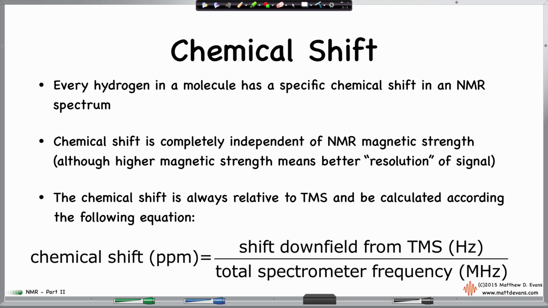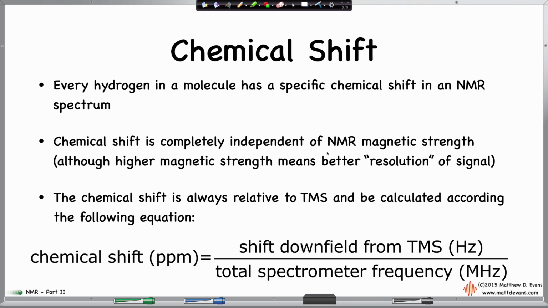Starting with chemical shift, every hydrogen in a molecule is going to have a specific chemical shift associated with it, and depending on what sort of local magnetic environment that hydrogen is in is going to give rise to a different chemical shift, and that's the usefulness of NMR. And all these functional groups that we have in organic chemistry, we're going to see that we can quickly spot some of these in an NMR spectrum because they have very specific chemical shifts.